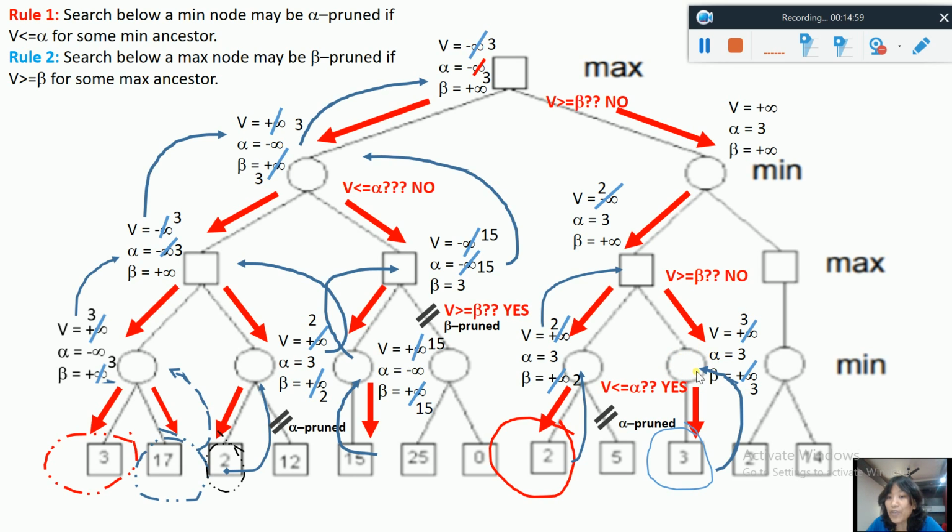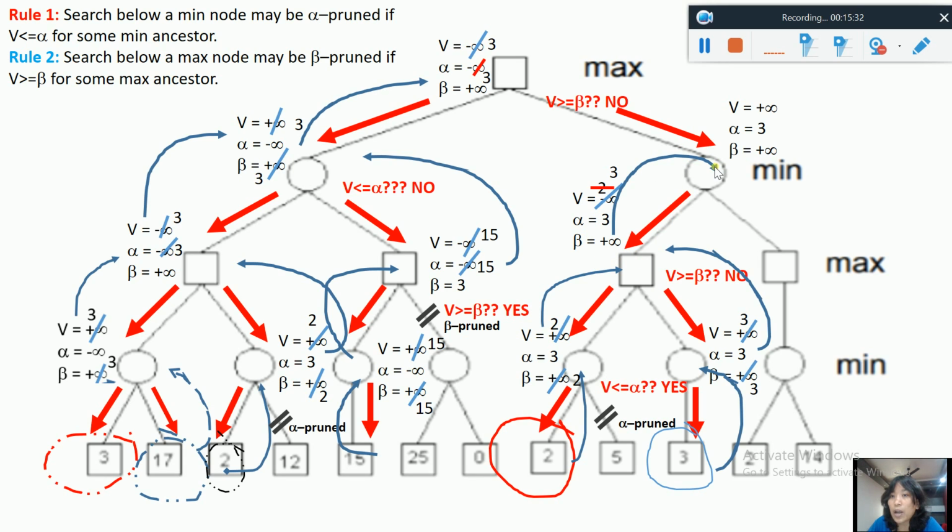Again, it doesn't have any child, so it will go to its parent, that is this one. And again, as it is a max player and 3 is the better value compared to 2, the max player will update its value of the node as 3, and alpha already has the value of 3, so alpha will remain 3. So v is 3, alpha is equal to 3 and beta is equal to plus infinity, right?